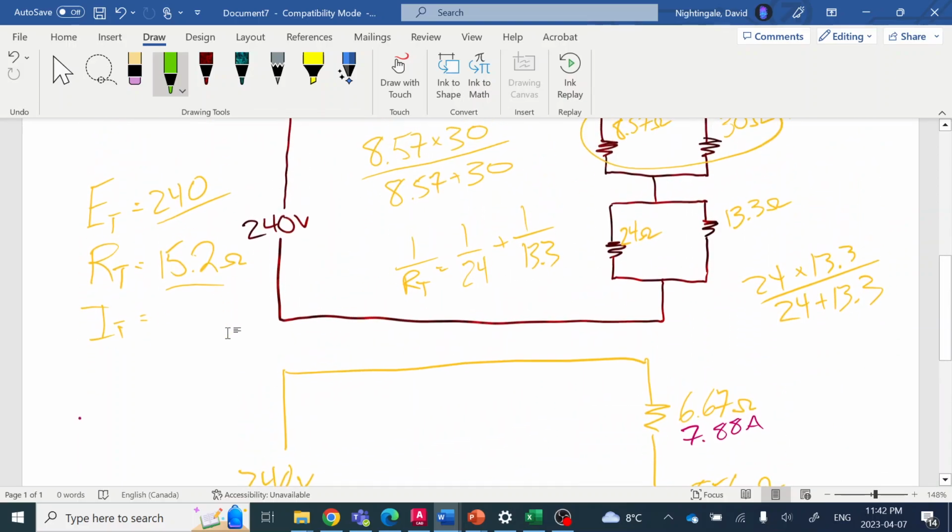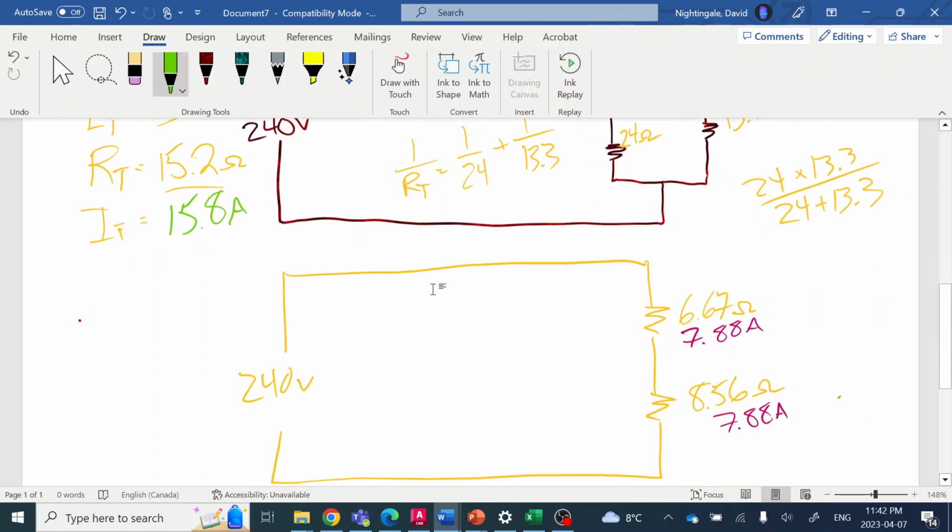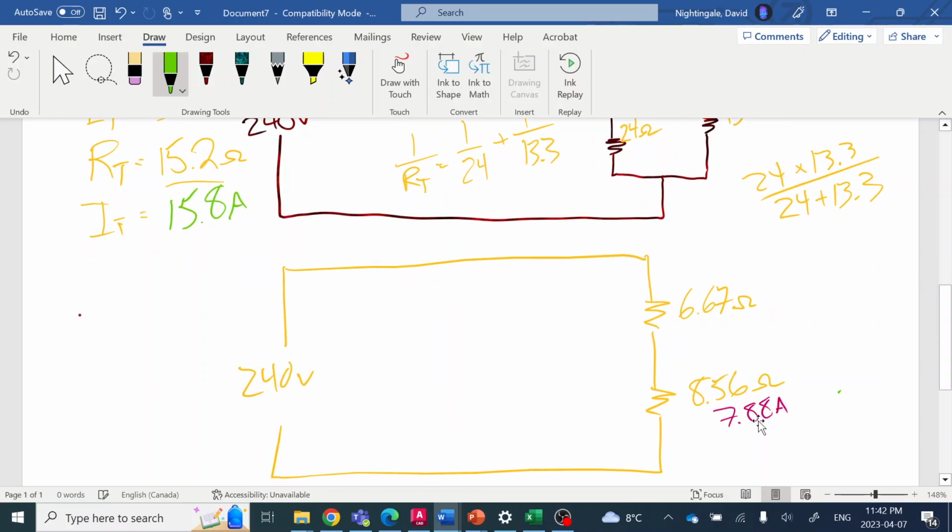So go back here to where I found my total resistance. 240 divided by 15.2 gives me 15.8 amps going through the circuit. Not sure how I got that wrong, but let's now add that into our series circuit here to figure out the individual voltage drops of each of those equivalent resistors. So now that I have resistance and current, I can figure out the voltage drop. So 15.8 multiplied by 6.67 gives me 100.